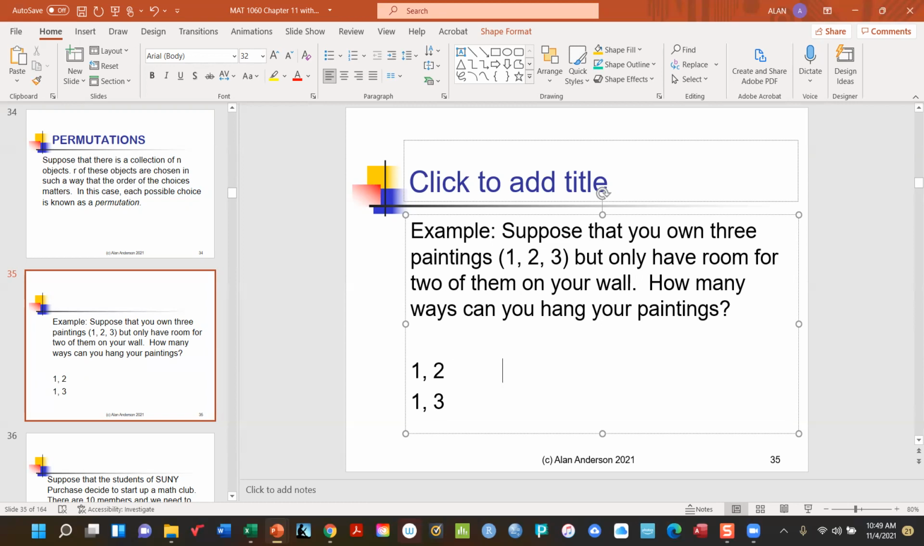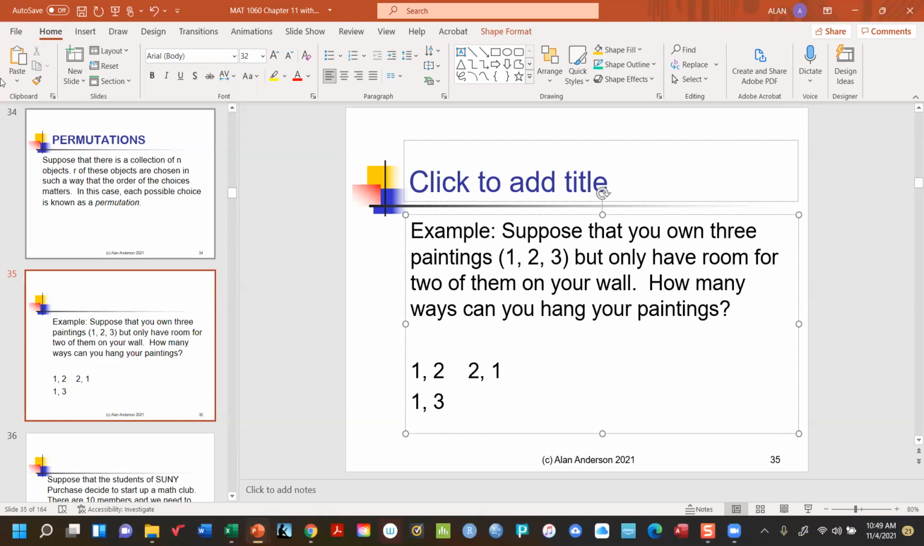Now, here's the important thing. I now need 2 followed by 1. So here's the thing. Paintings 1 and 2 are different. Let's say painting 1 is a Picasso and painting 2 is a Monet. The order in which I choose the paintings matters because the first one that I pick will go on the left. Remember, I only have wall space for 2 paintings.